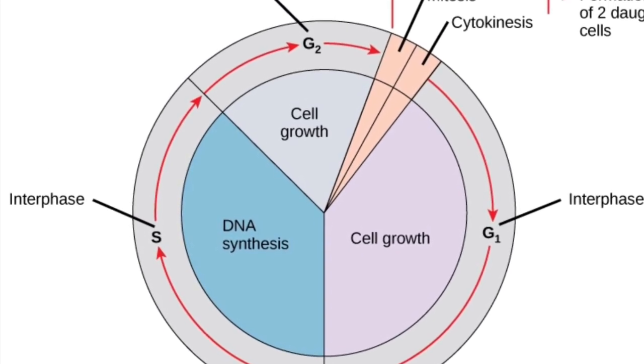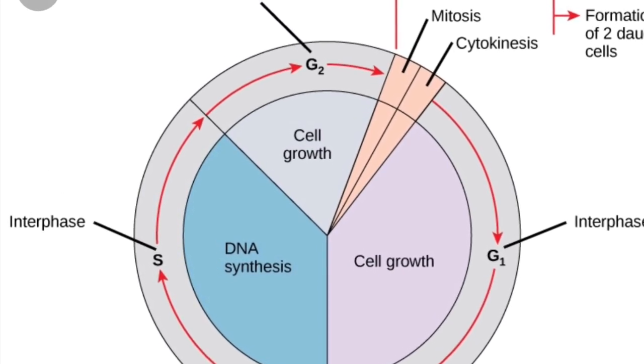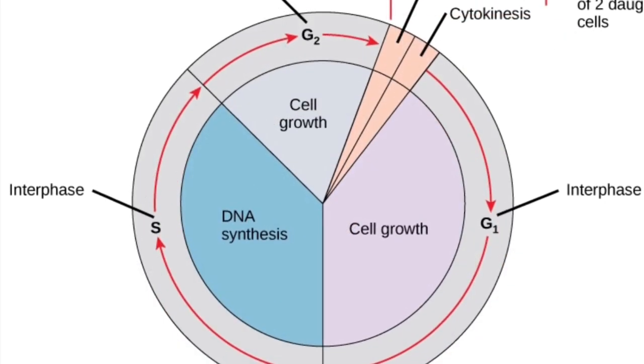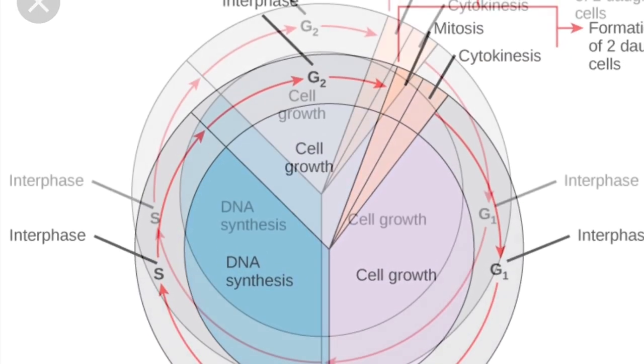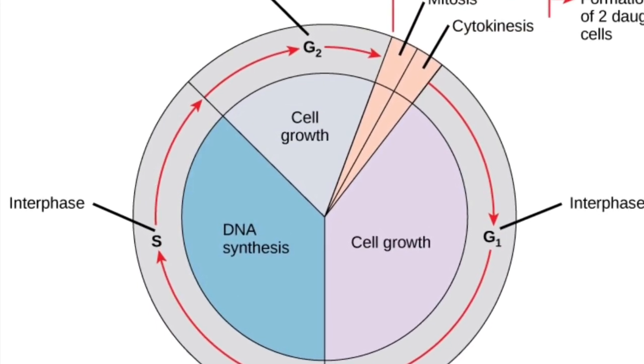Biology 1, this is your lesson on the cell cycle, which is going to include two types of cell division, and that's going to be meiosis and mitosis.